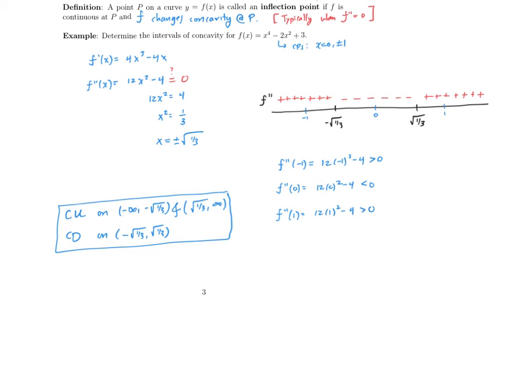So to finish up our discussion on concavity, let me remind you, after we talked about these intervals of increase and decrease, there was something we called the first derivative test, which uses the first derivative to classify critical points as local maxes, mins, or neither. And it turns out we can do something very similar for the second derivative.